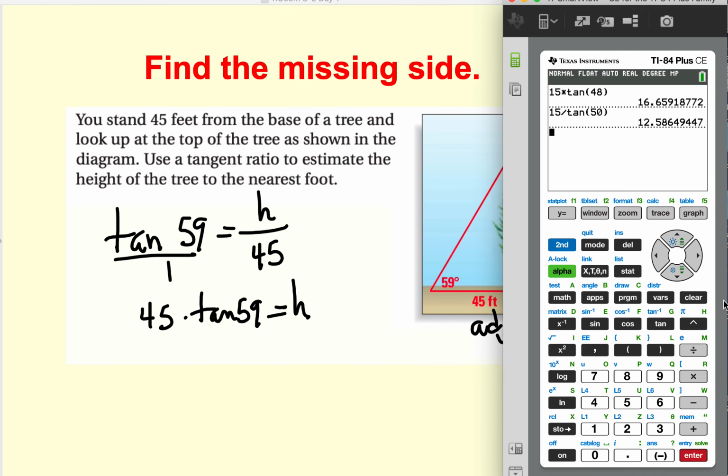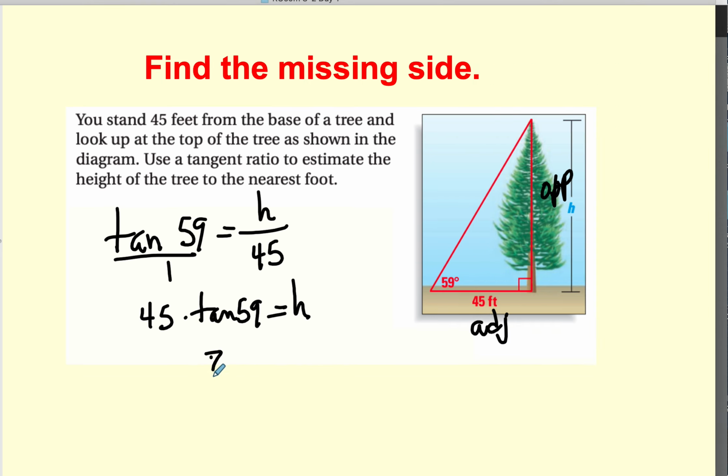Pull out my calculator, and I'm going to write 45 times tangent of 59, and then I get the answer 74.9. So 74.9, and this is in feet, is approximately the height. And that looks like a good answer because it should be bigger than 45, because this angle up here will be 31 degrees. So this side should be a lot longer. And this is the end of the screencast.